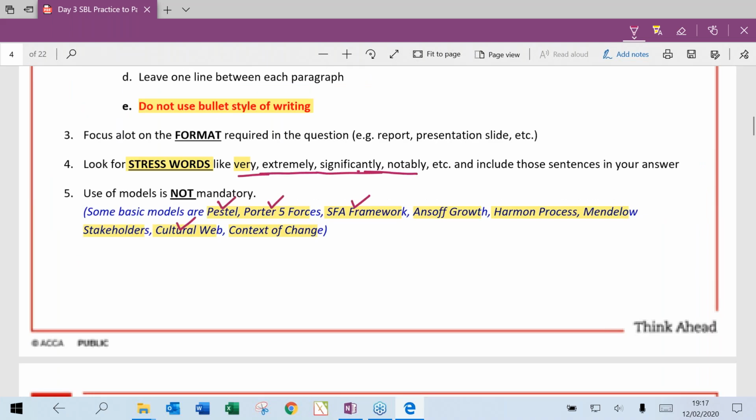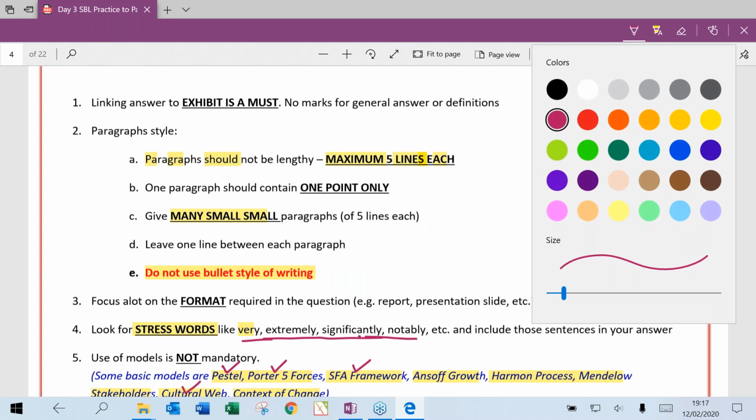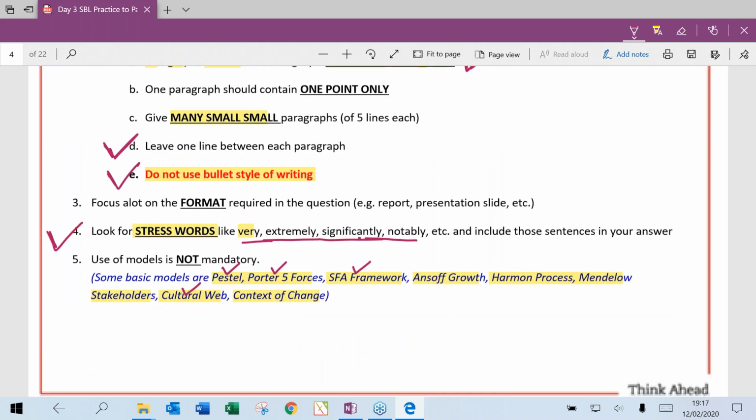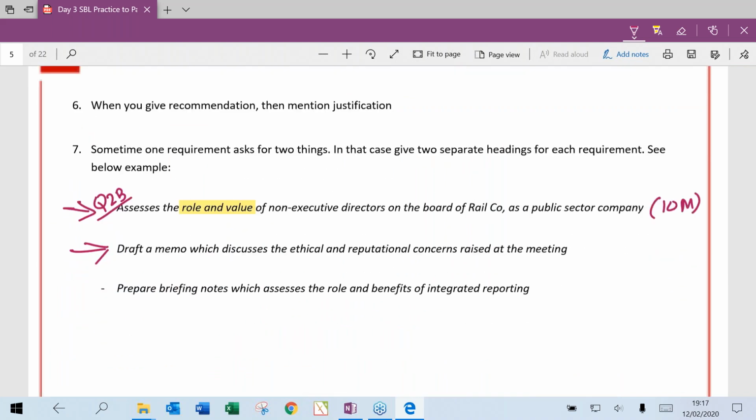All right, so again, a recap of how to present your answer. The most important thing is that it has to be linked with the exhibits. It has to be paragraph style. Each paragraph should just be 5 lines. Try to leave one line between each paragraph. Do not use bullet style. Look for stress words, and whenever a requirement has two components, then try to break it under separate headings. Okay.